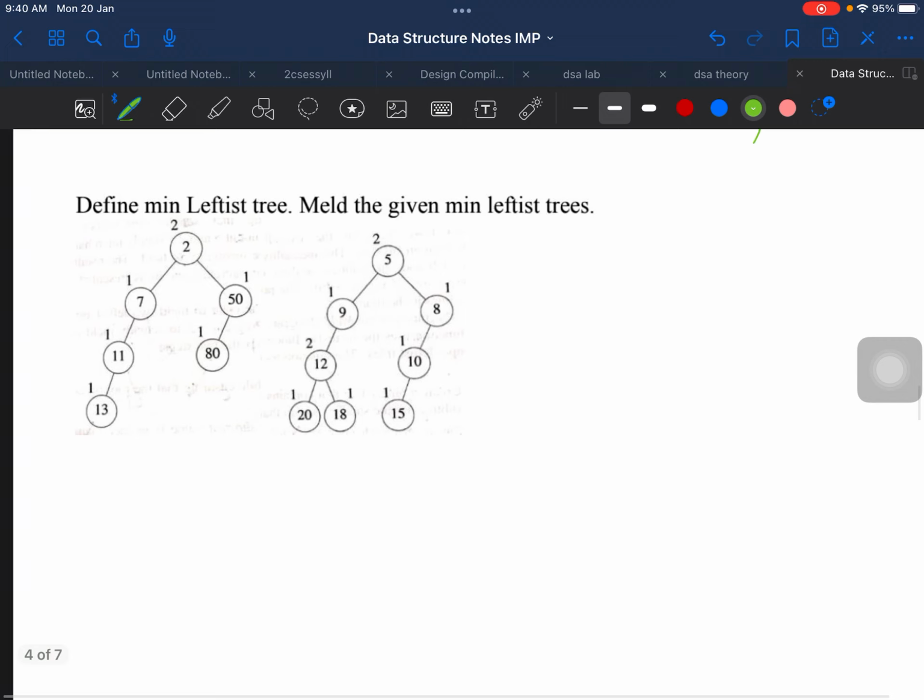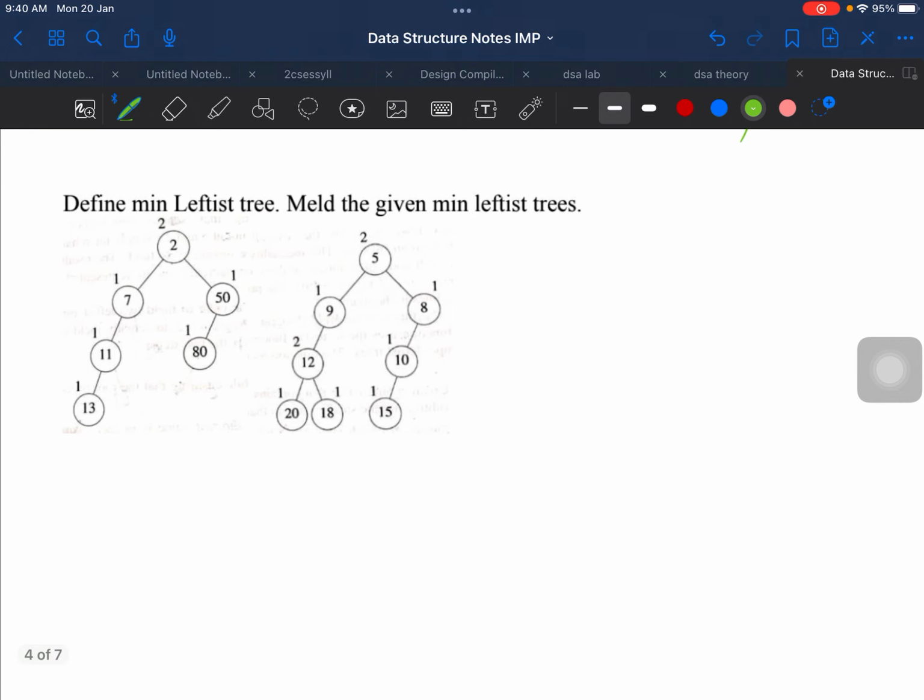So guys, in the next video we will discuss this question: define the minimum leftist tree and meld the given minimum leftist trees. Means we have to merge these two leftist trees. So this is a very big example that I will discuss in the next video.